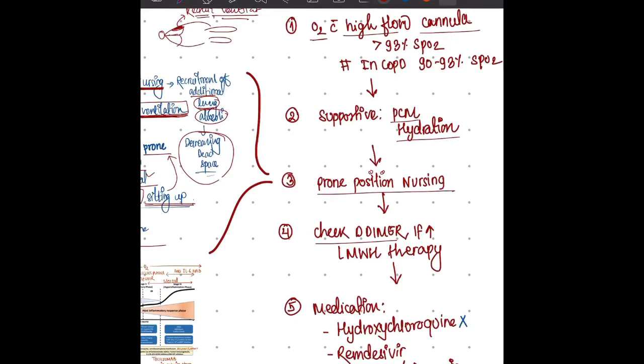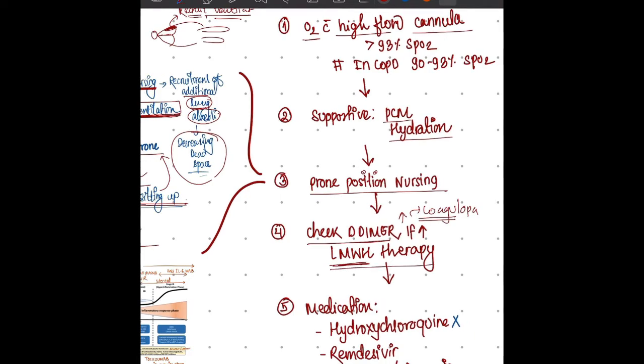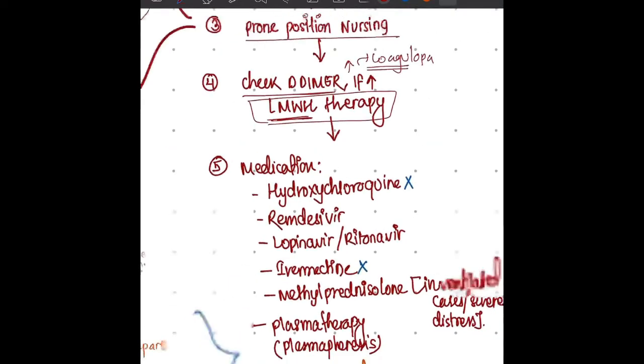Now keep on checking D-dimer. If D-dimer is high, understand that there is coagulopathy. The patient is going into cytokine storm. So if the D-dimer is high and the patient is developing coagulopathy, then treat it with low molecular weight heparin. It is very important to avoid disseminated intravascular coagulation.